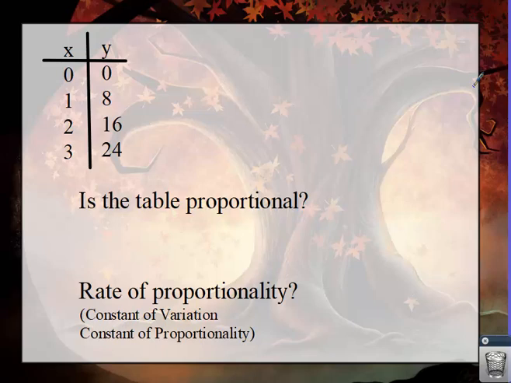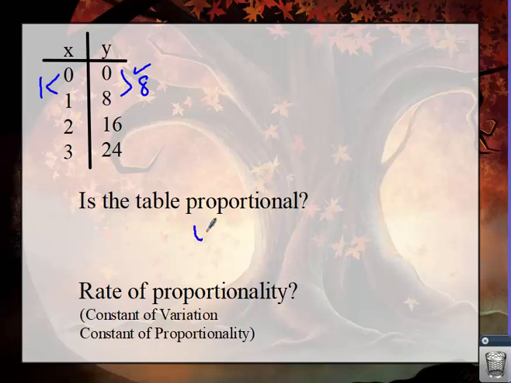Okay, so let's find out. In a T-chart, it must meet two conditions. It must contain 0, 0, the origin, and it must maintain a pattern throughout. So 8, is it 8 all the way down? Yes. 1, is it 1 all the way down? Yes. Okay, so this one is proportional.